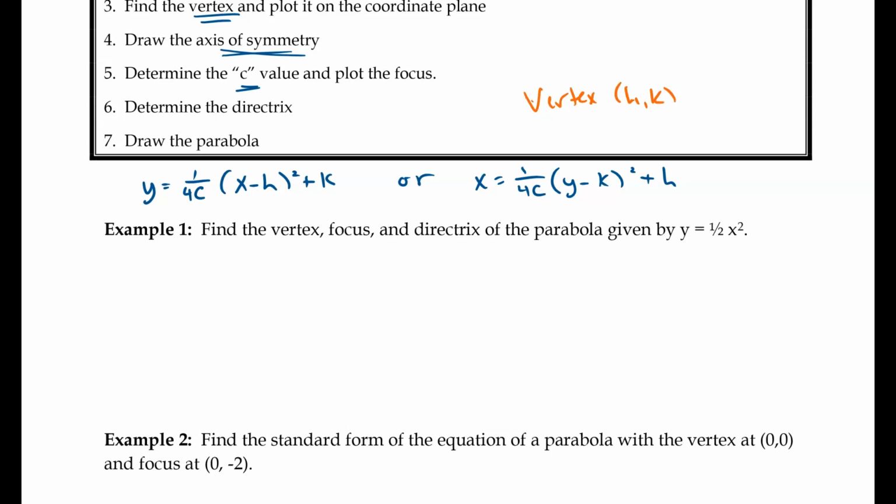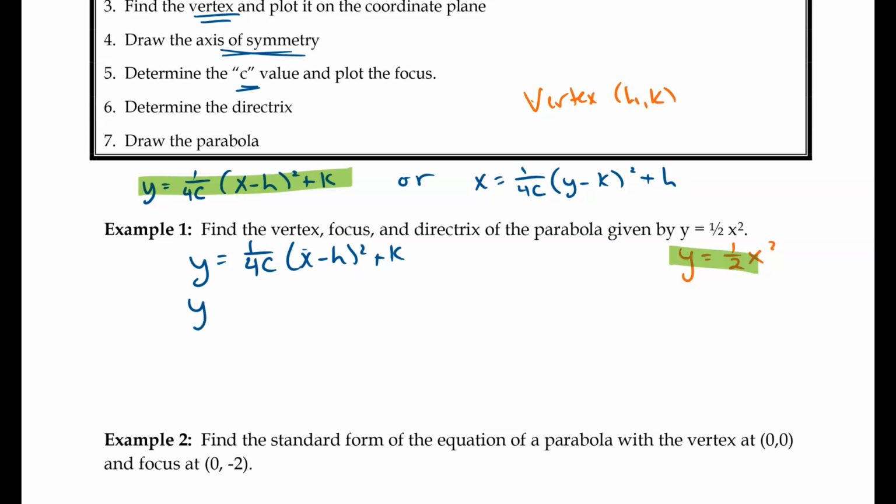It says find the vertex, focus, and the directrix of the parabola given by y equals 1/2 x squared. So really this means y equals 1/2 times the quantity x squared. Looking at this, we have to decide which form it is: is it the y equals or the x equals? Well, this is our y equals, so it's this format. Also, notice we have no numbers with this, so we're just going to rewrite this form, because this is the form we're using. When we have nothing but the x squared, it really means the following: 1/2 times the quantity x minus 0 squared plus 0.